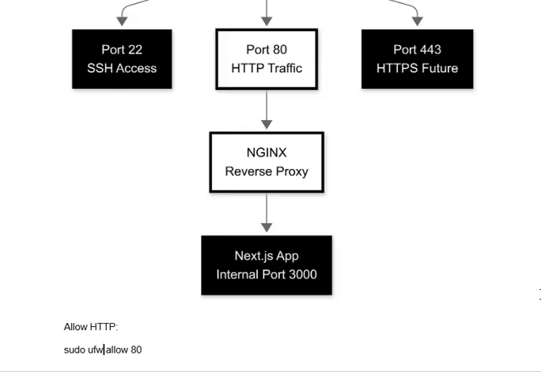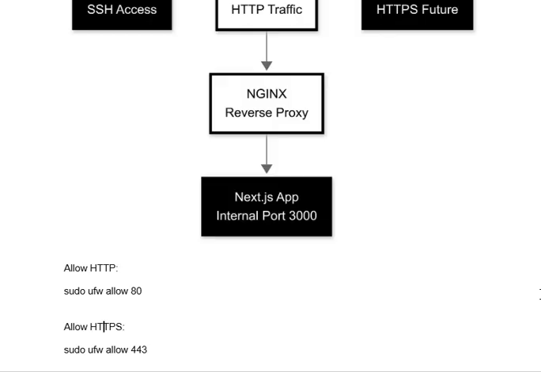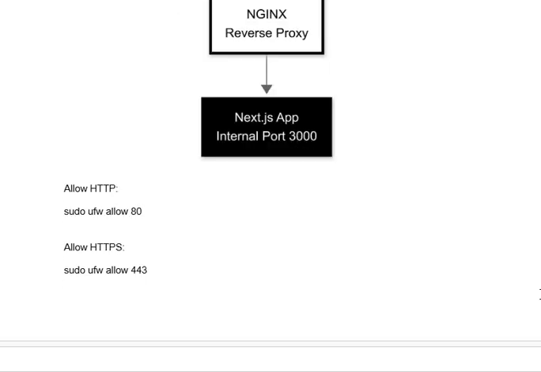To allow HTTP to work on your website, you do sudo ufw allow 80, because port 80 is HTTP, hypertext transfer protocol. And to allow hypertext transfer protocol secure, which is short for HTTPS, you do sudo ufw allow 443. So both of these commands will allow HTTP and HTTPS for your website.